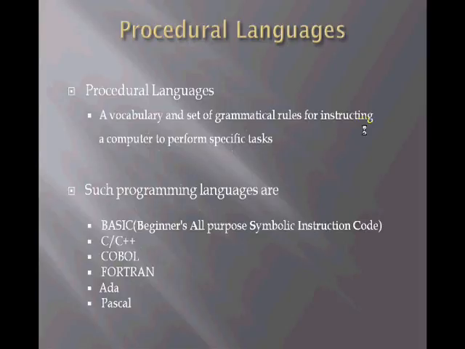Okay. Now it is time to consider about what is a procedural language. Well, a procedural language is a vocabulary and set of grammatical rules for instructing a computer to perform a specific task. Therefore, in procedural languages, it is required to mention what should be done and what are the steps that need to be carried out. Such programming languages are BASIC, C, C++, COBOL, Fortran, Ada, and Pascal.